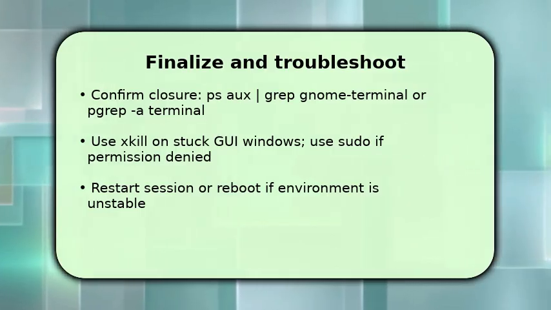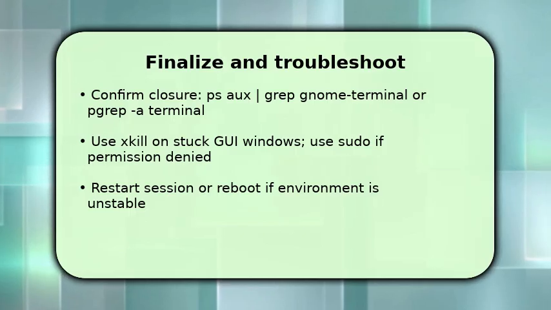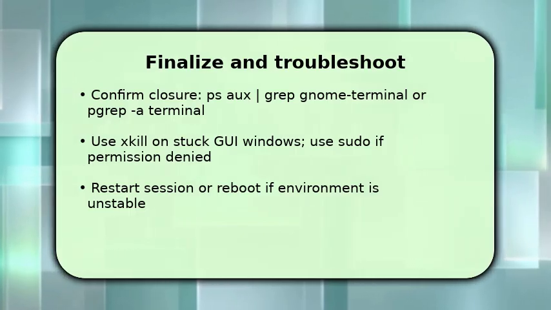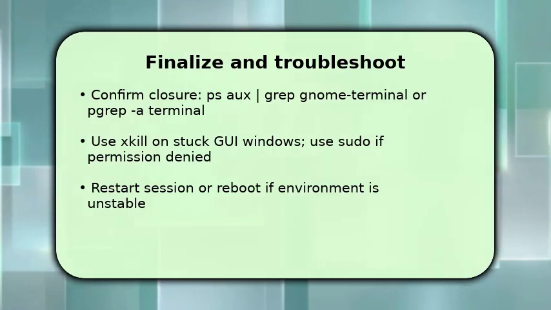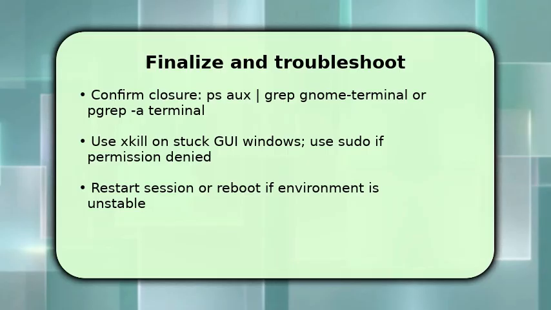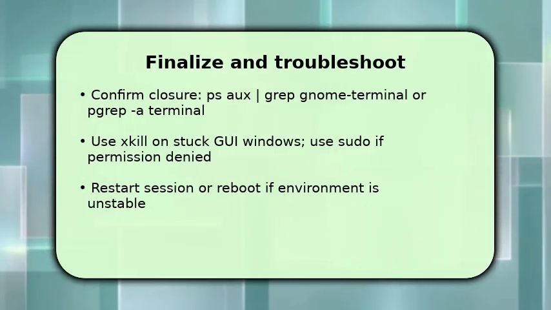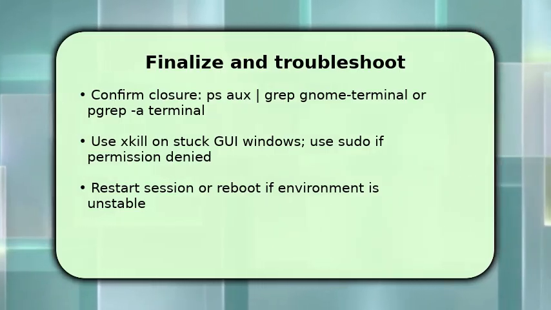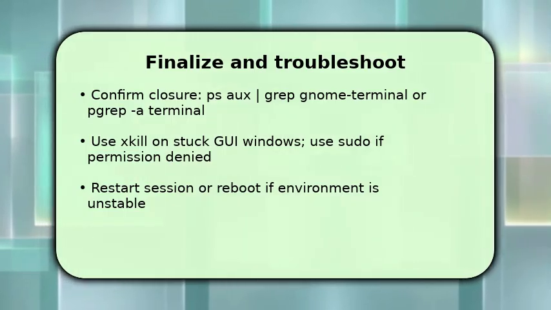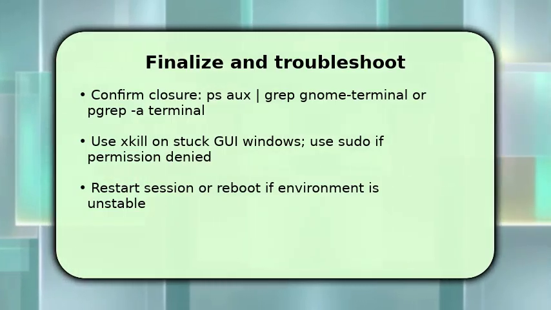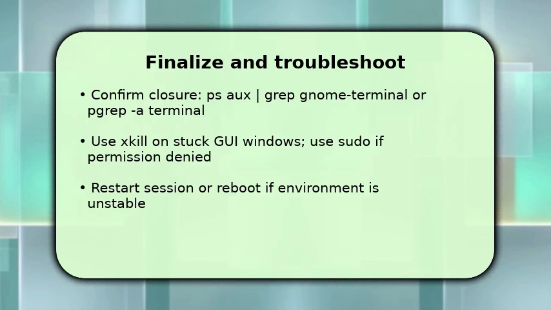If a GUI window is unresponsive, use xkill and click the window, or escalate with sudo killall -9 gnome-terminal. If your desktop or shell environment behaves oddly afterward, restart the terminal process or reboot the system to restore a clean state. Troubleshooting tip: if processes restart automatically, check systemd user units or terminal profiles that reopen on login.